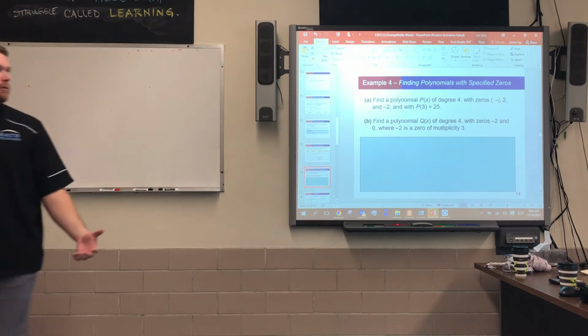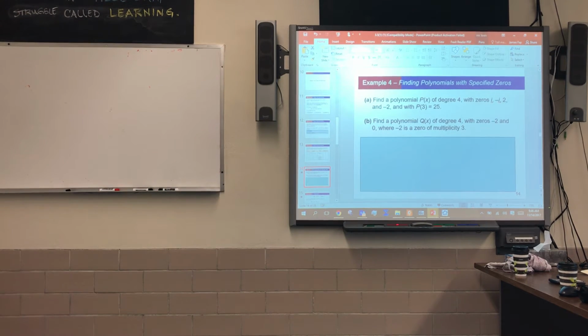Something they're going to ask you to do in your homework is question A here, okay? Where they give you the zeros. They're telling you, here are the zeros. There are different ways of them providing it. Maybe you look at a graph. Maybe they give it to you in sentence form, whatever, okay? But somehow they will tell you what your zeros are.